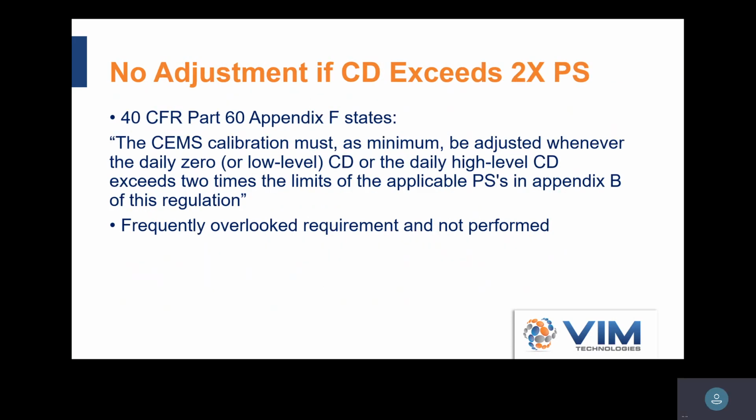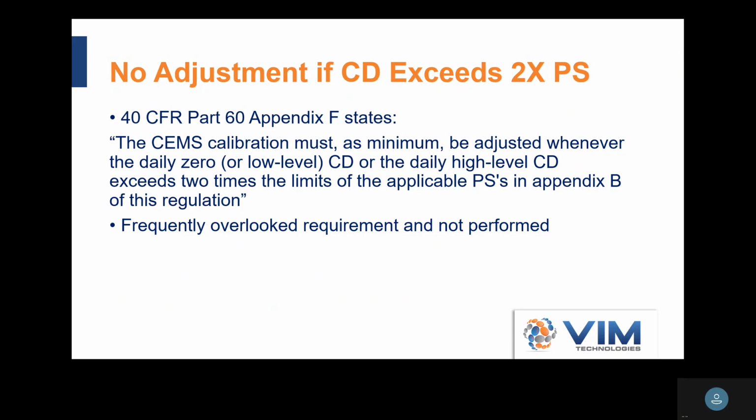So for Part 60, if you do your daily calibration drift check, you have a 0 or a low level and then a high level. But if it exceeds 2 times the performance specification, which we'll just use NOx because its performance spec is 2.5%, so if it exceeds 5% but is less than 10%, you're not generating invalid data. It's not out of control, but someone's required to go out there and run CalGas, make an adjustment, and then pass a subsequent calibration drift check.